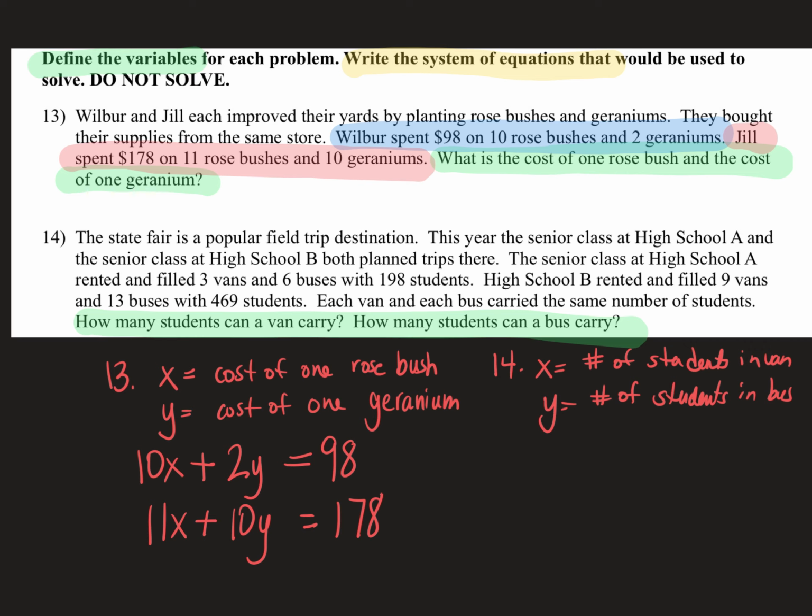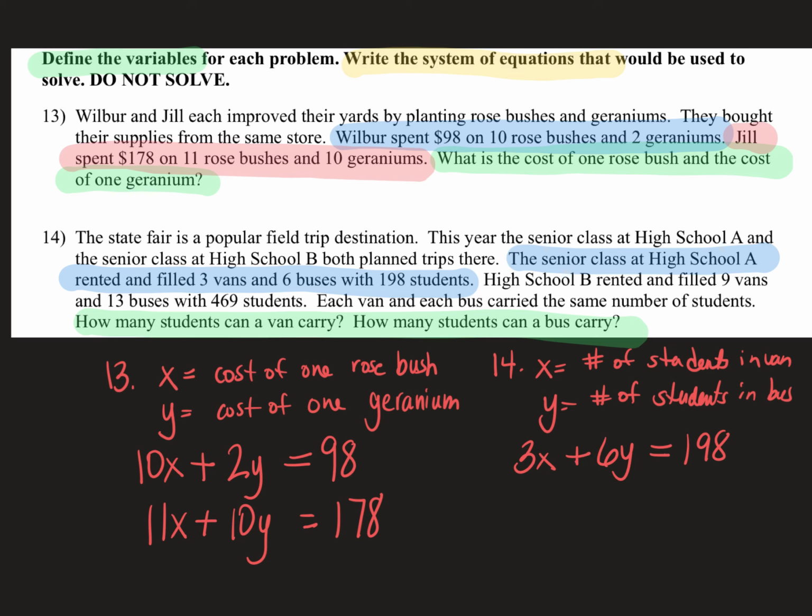And now I'm going to highlight high school A. That's my first sentence. I'll highlight that in blue. High school A rented and filled 3 vans and 6 buses with 198 students. So 3 vans, 3x, plus 6 buses, 6y, total of 198. So you add them together and it equals 198.